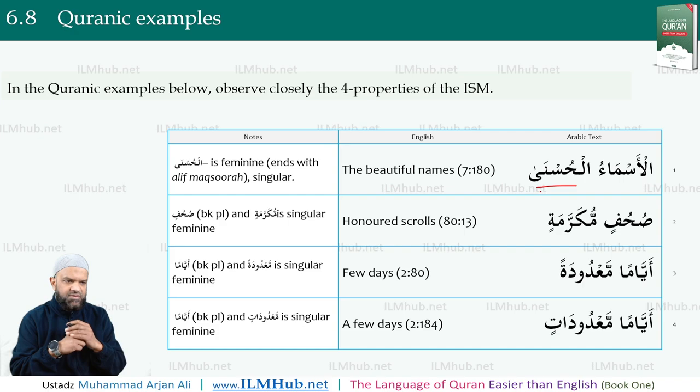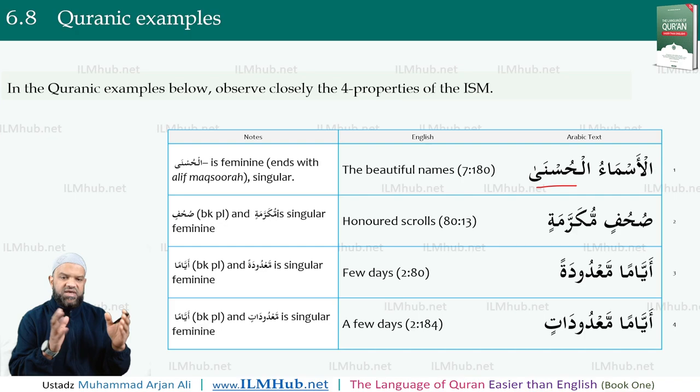Then we have suhufin mukarramatin, honored scrolls. Suhuf is of course plural, broken plural. It is in jar, so mukarramatin is also jar. But please note, mukarramatin is singular feminine. Ayyaman ma'dudatan. Again, ma'dudatan is singular feminine.